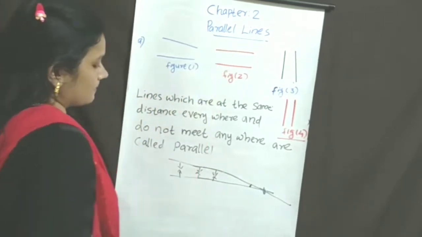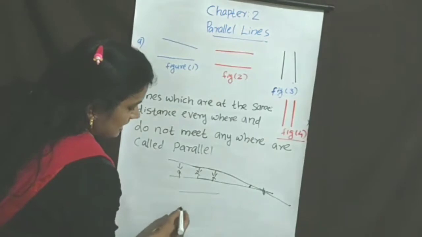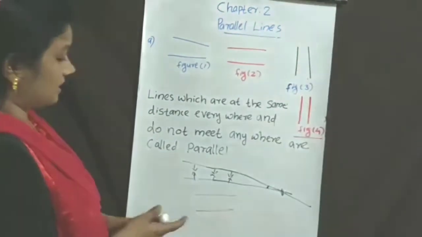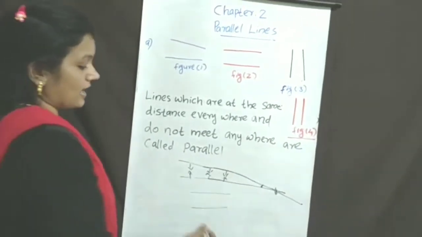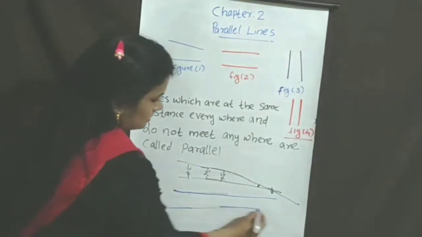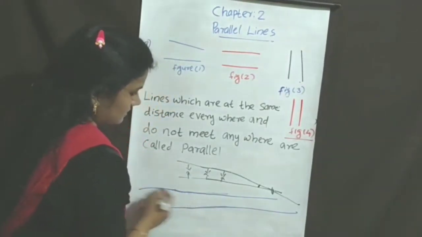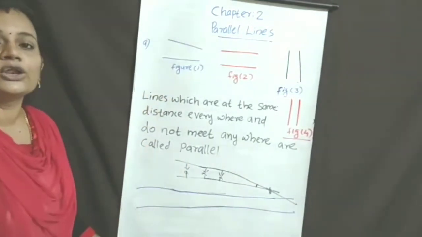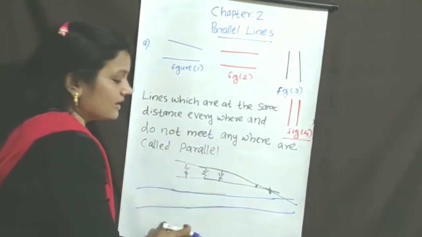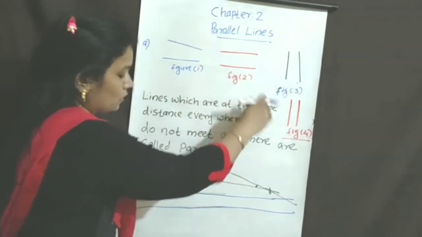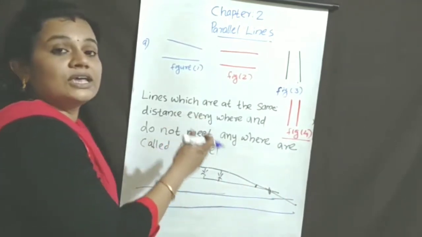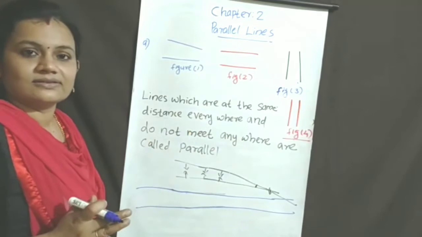What is the second figure? Figure 2 is a straight line. Then we are extending these two end points. Will these lines meet or not? No, they will never meet. In figure 2, we are extending the end points on both sides. These lines will never meet.